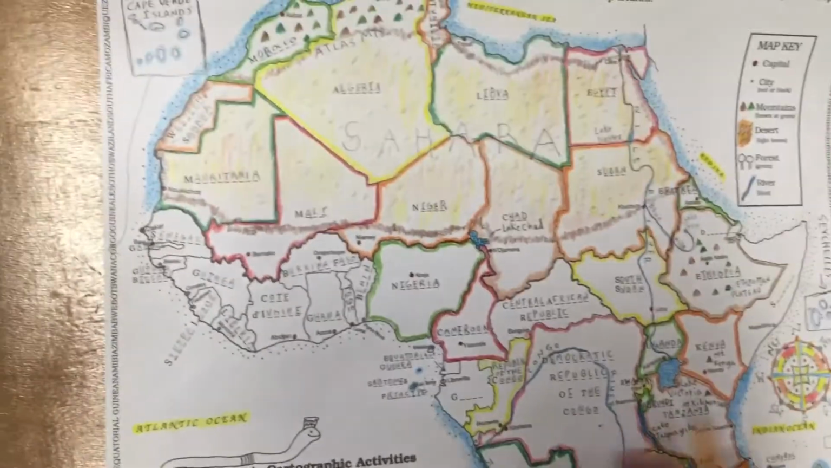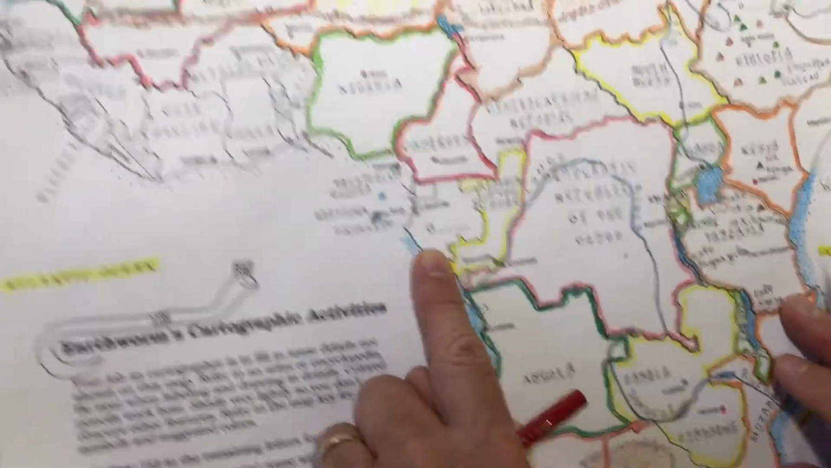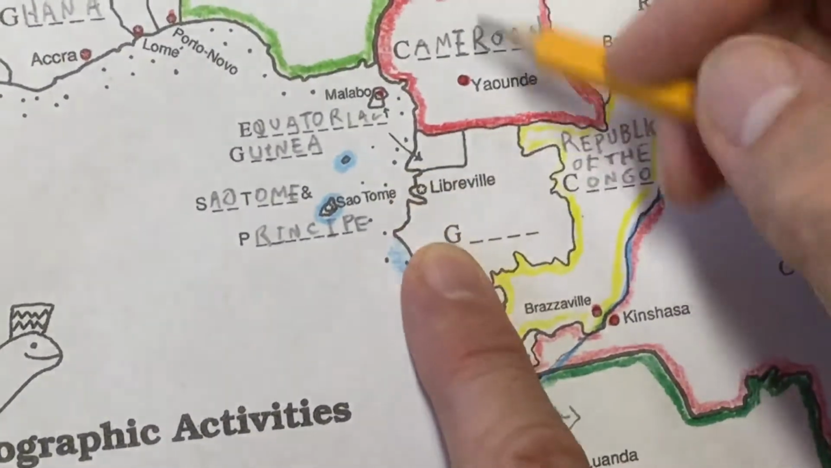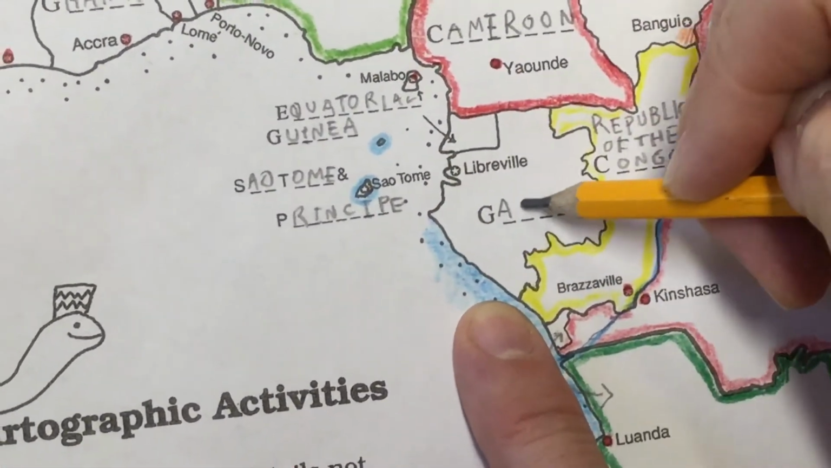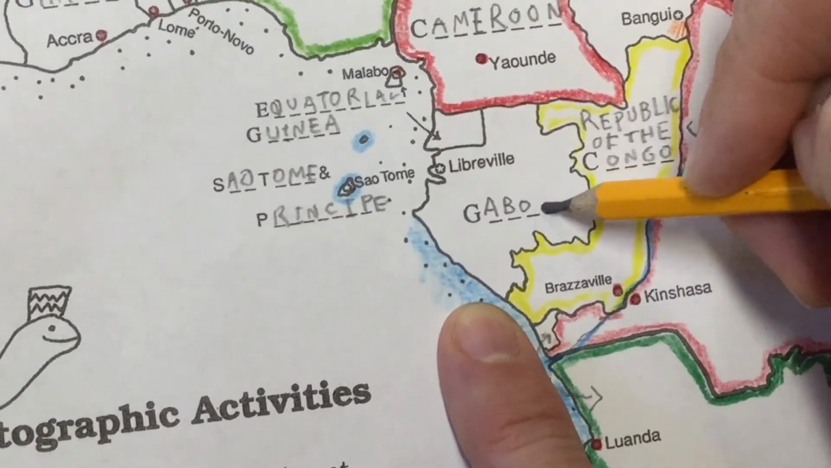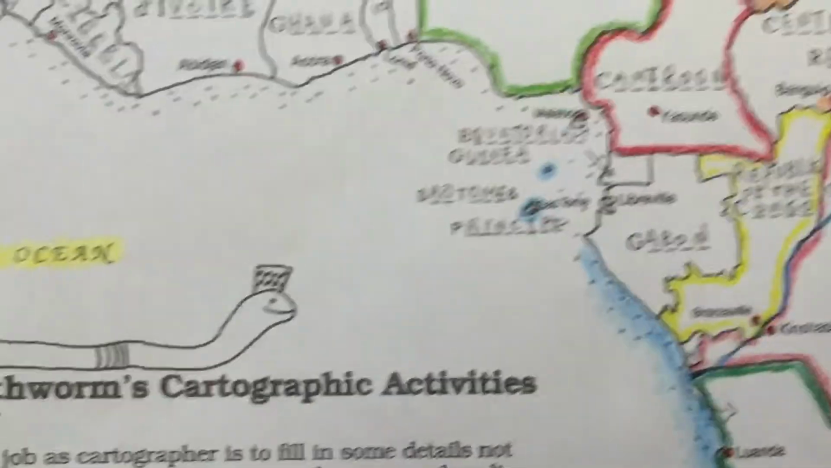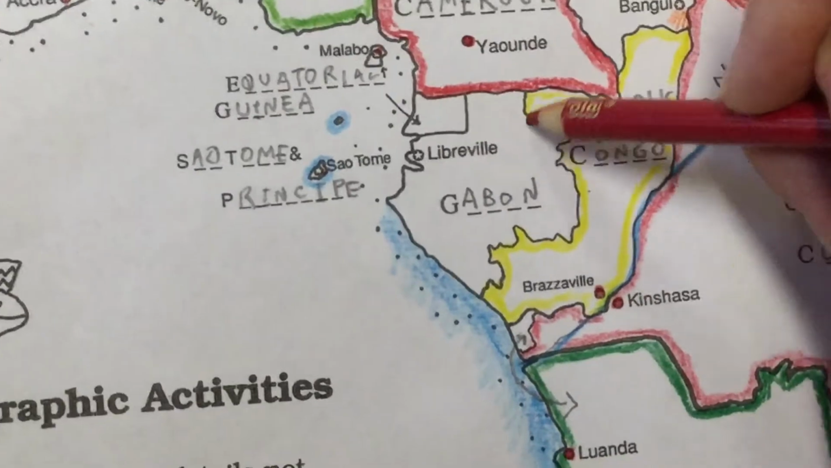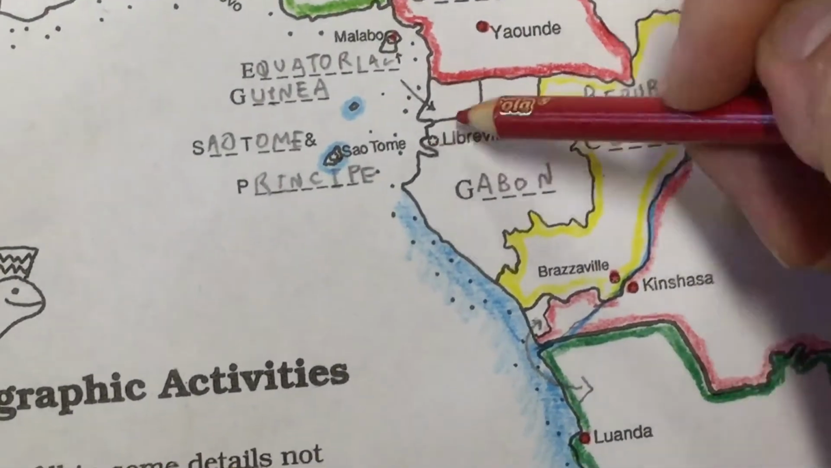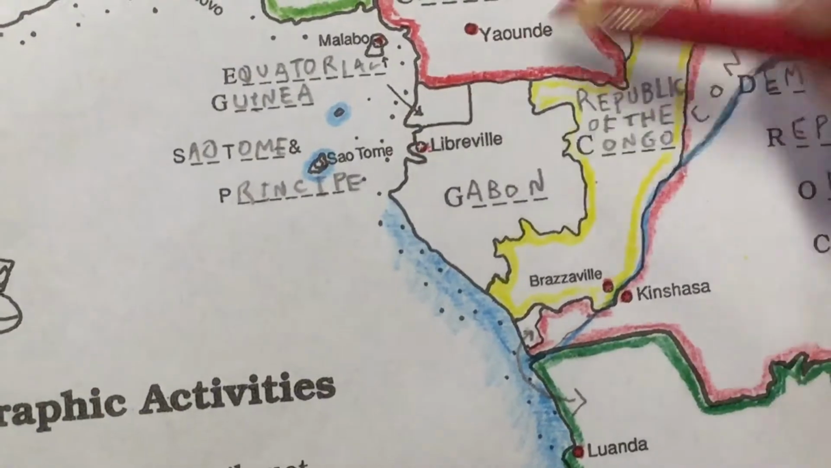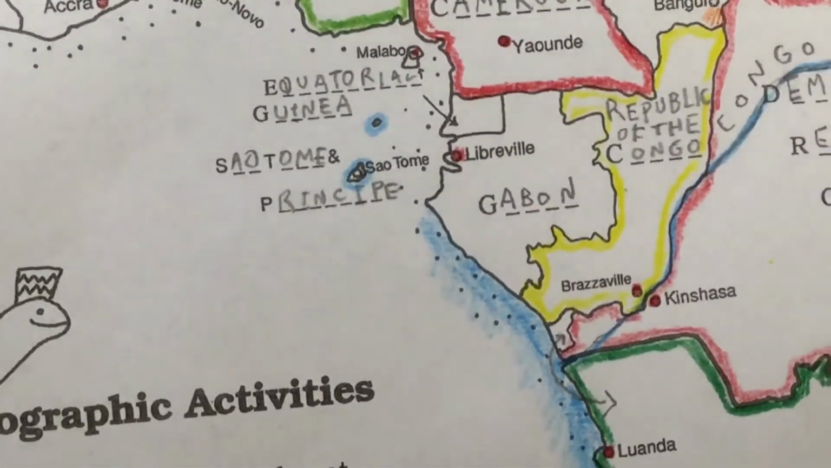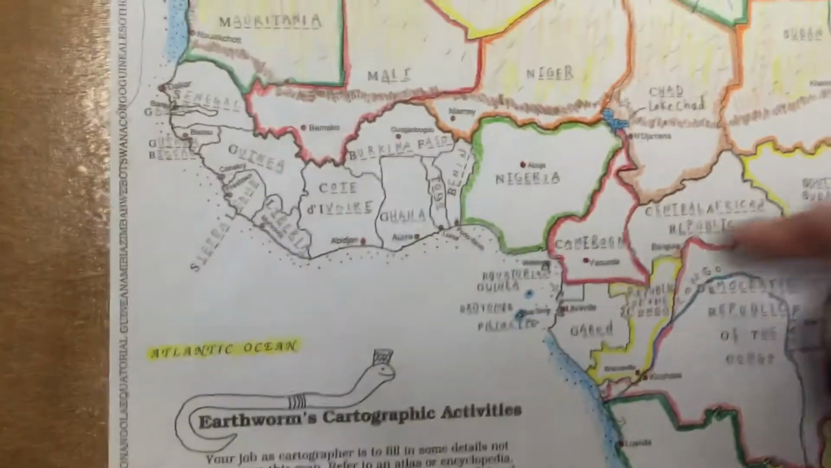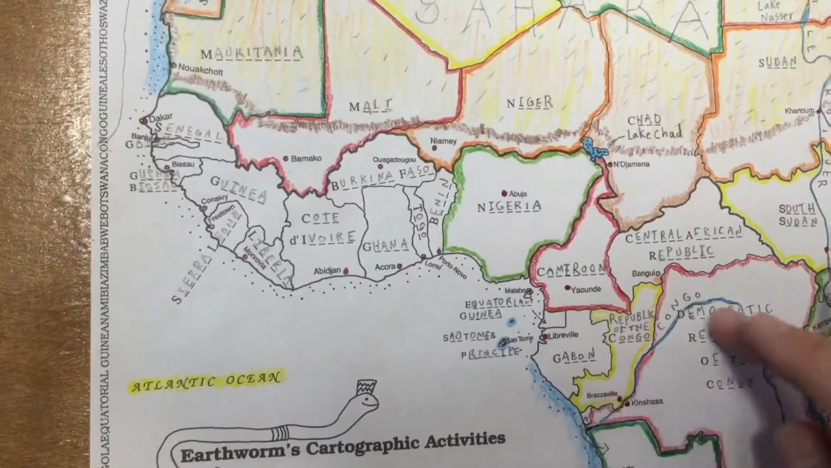All right, let's go a little further down the coast from there. There's the country of Gabon, just south of Equatorial Guinea. Gabon. Libreville, it looks like, is the capital. Okay, so that covers a lot of that west coast there, and a little bit of Central Africa, which has coastline too.